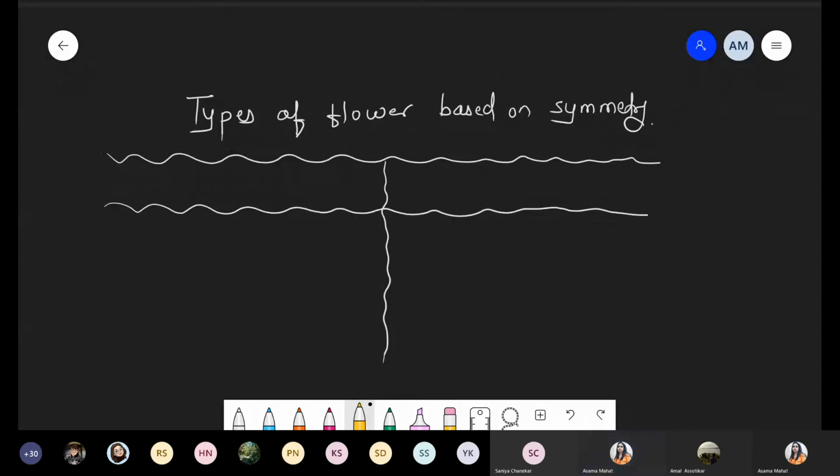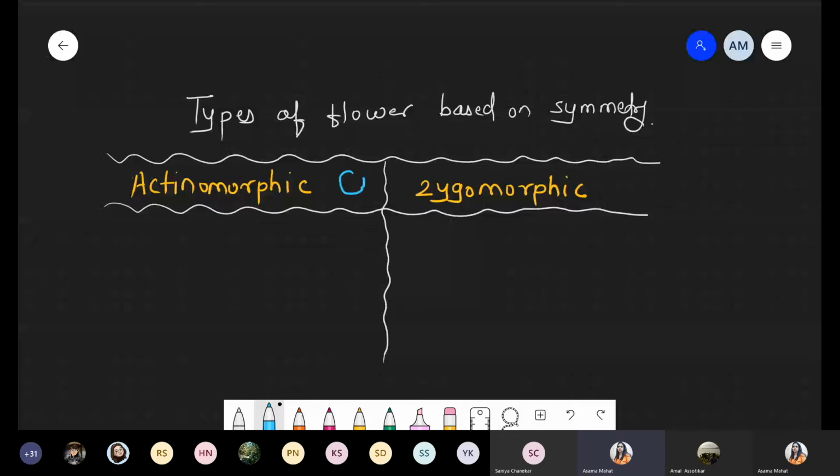So now first of all, we are talking about the meaning of actinomorphic flower. Actinomorphic, and the other one is zygomorphic. So two types of flower based on their symmetry: actinomorphic flower and zygomorphic flower. Both are represented by symbols. Okay, so I'm giving the symbol. Actinomorphic is represented by one circle and a plus sign. Just see, one circle and the plus sign. These are the symbol for the actinomorphic.